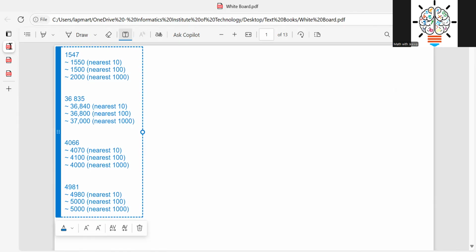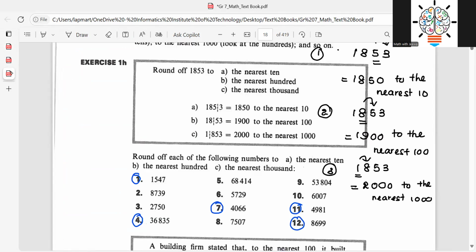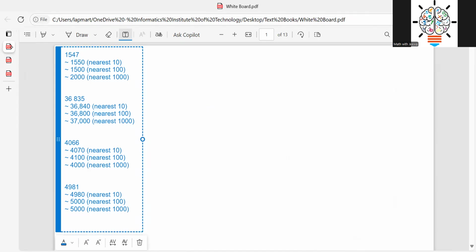Then the next one also, 10, 20, 30. But there can be some exceptions like this. 4,981, when you correct to the nearest 100 and when you correct to the nearest 1,000, you get the same answer. So this kind of number doesn't follow the earlier pattern we discussed, right? So then we will move to the last one, 8,699. So then how do you do that?